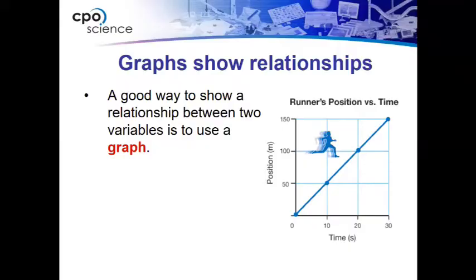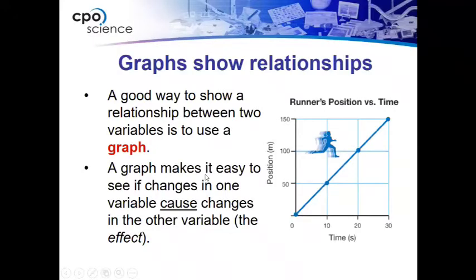Example, yung ating data po kanina, yung runner's position and his time, ito yung kanyang graph. At 10 seconds, he runs 50 meters. At 20 seconds, he runs 100 meters. At 30 seconds, he runs 150 meters. A graph makes it easy to see if changes in one variable cause change or changes in the other variable.